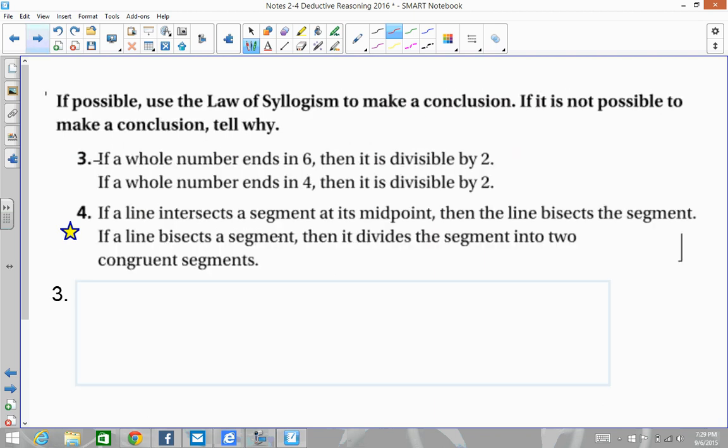All right, so now here's another set of problems. So if possible, use the law of syllogism to make a conclusion. If not possible, to make a conclusion, explain why. So pause video, do 3 and 4. I will show you 3 so that maybe it'll help you to get 4. So pause your video and then turn on when you're ready to hear my explanation for 3.